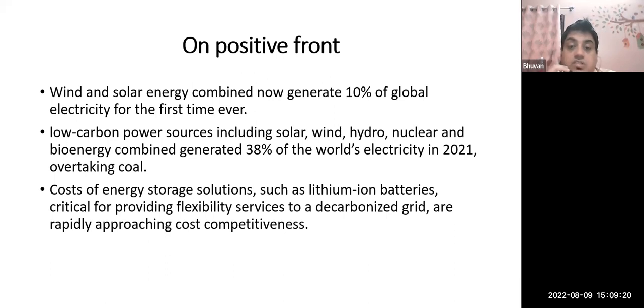And the cost of energy storage solutions such as lithium ion batteries is rapidly approaching cost competitiveness. As we see, cost competitiveness is a major issue regarding the renewable energy sector, and most of the technology is not pocket friendly. So here we can see that lithium ion batteries and other solutions are approaching cost effectiveness. So they are now becoming more and more pocket friendly.